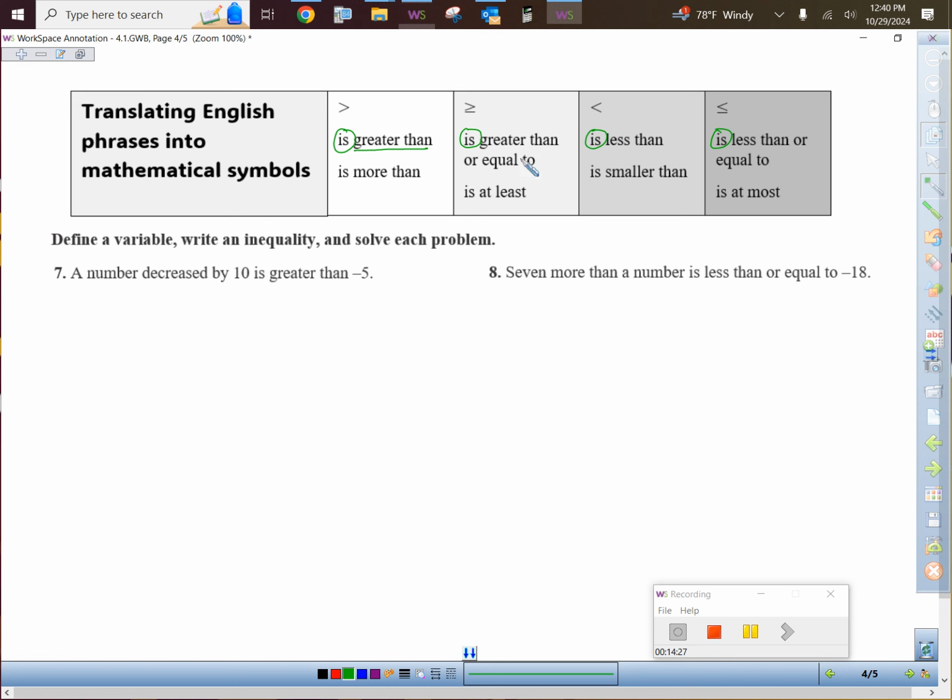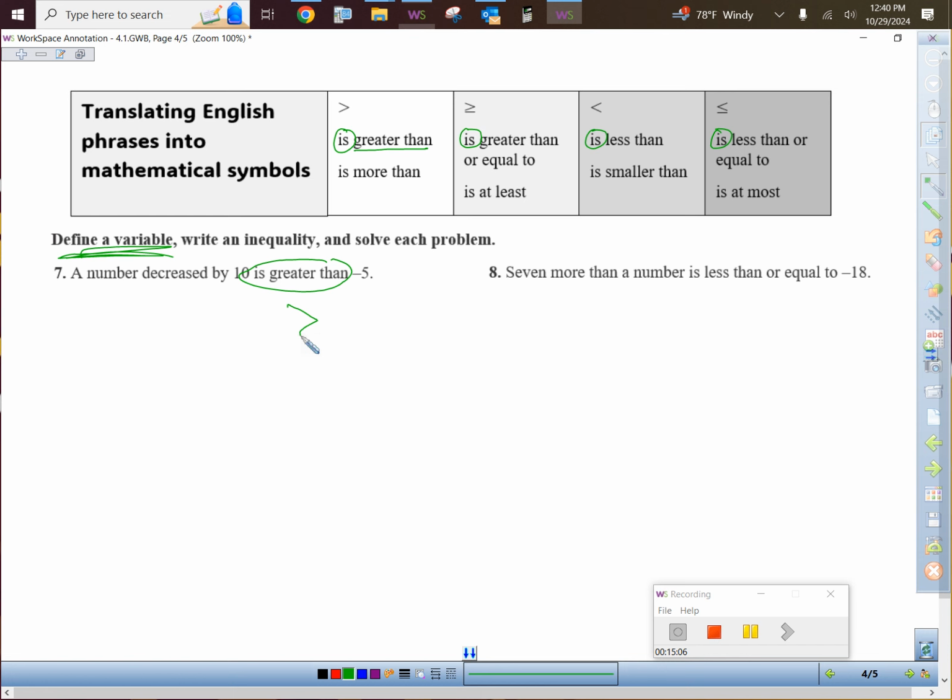So here's what we'll do. Whenever they ask us to define a variable, if they don't tell us what letter to use, we'll use x. Is that okay? Your homework might have you use k's and n's and things like that, so read carefully. But they say a number decreased by 10 is greater than -5. Can you find the word "is"? And is there words like greater than, less than, at most, things like that? So let's circle that whole thing. "Is greater than." That is the symbol. "Is greater than," ba-boom, right there. Literally translates to the greater than symbol.